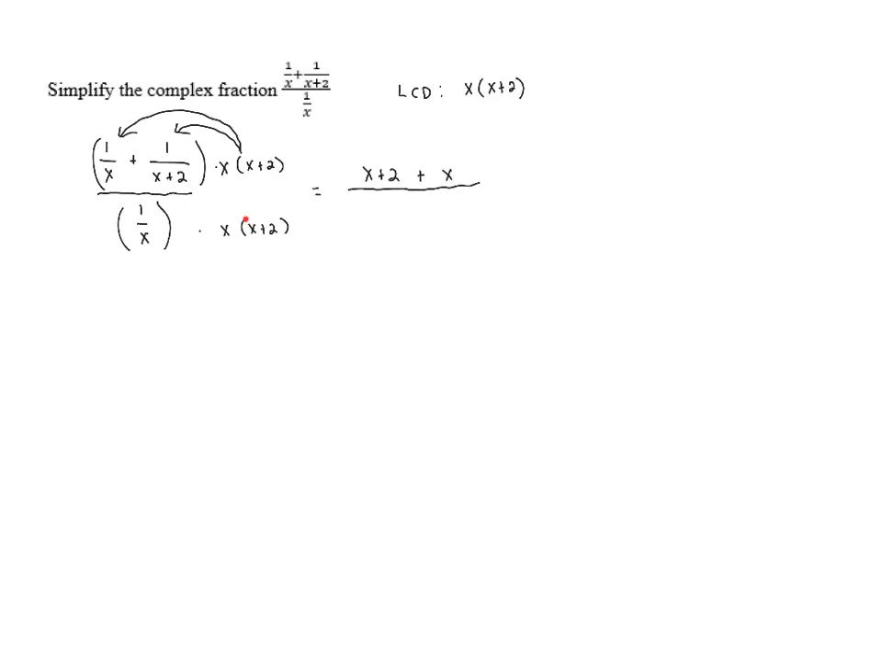Now, in the denominator, when we multiply, we see that the x's cancel, and we end up with 1 times (x plus 2), which is x plus 2. Now, in the numerator, we can combine like terms. x plus x is 2x. So we've got (2x plus 2) over (x plus 2).